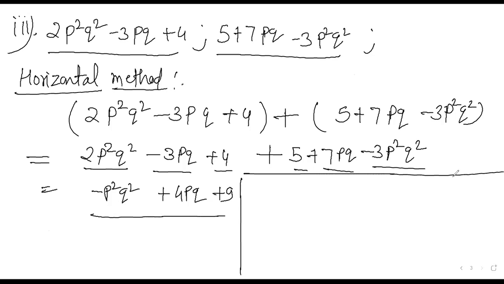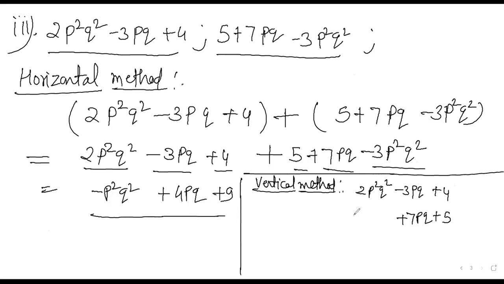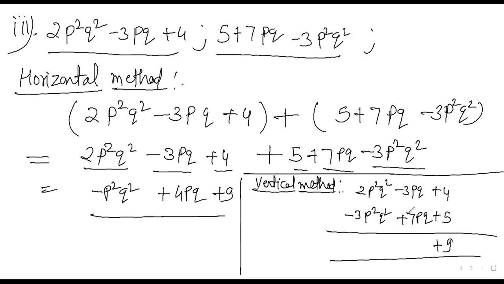Vertical method, if I'm talking about vertical, just focus on the steps of the vertical method. Write down both the polynomials, that is 2p square q square minus 3pq plus 4. Now you have to write the like terms below, like terms: 5 with plus sign, 7pq with plus sign, and minus 3p square q square. You have to focus on the sign as well as the like term. So now look, if you add them, 5 plus 4 is 9. Now look, this is plus, this is minus, they will be subtracted, but the sign will be positive because 7 has a plus sign.